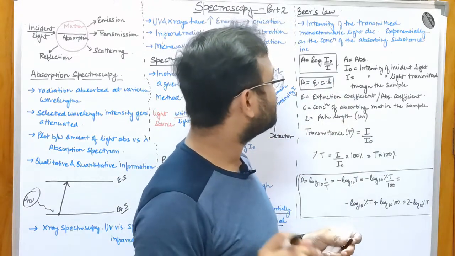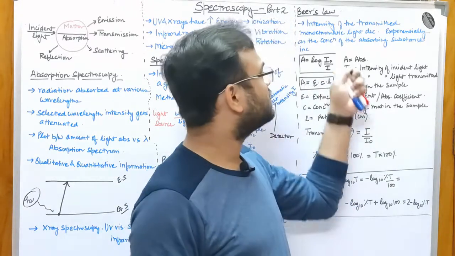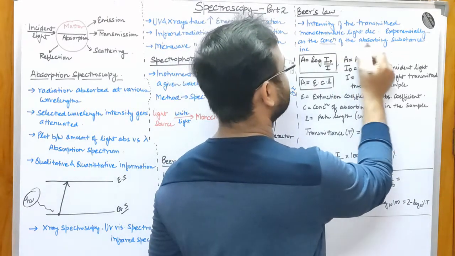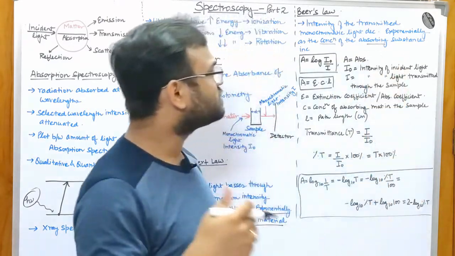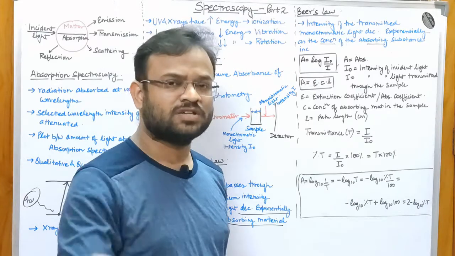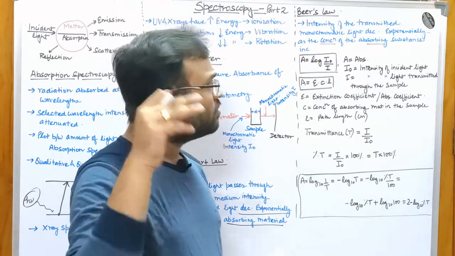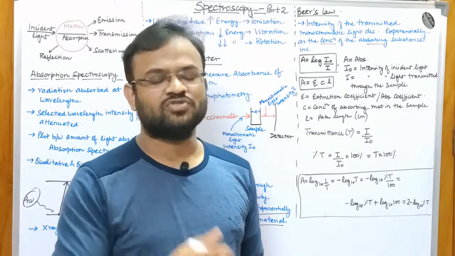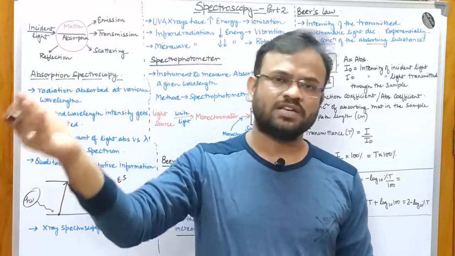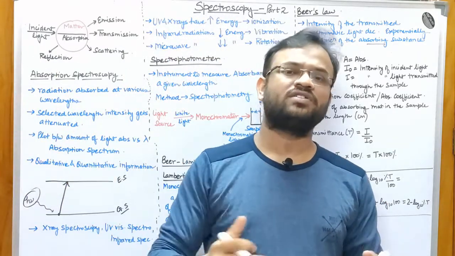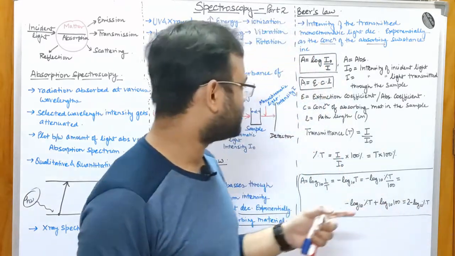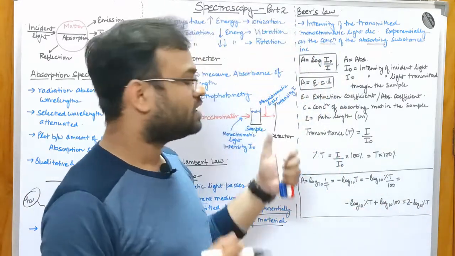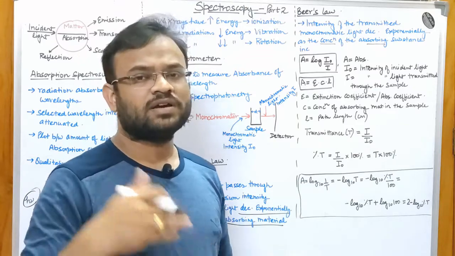Beer's law basically deals with the concentration of the absorbing substance. The greater the concentration of the absorbing substance, the greater the absorbance. Definitely, the absorbance would be increasing as the concentration of the material present inside increases. There would be a greater absorbance.